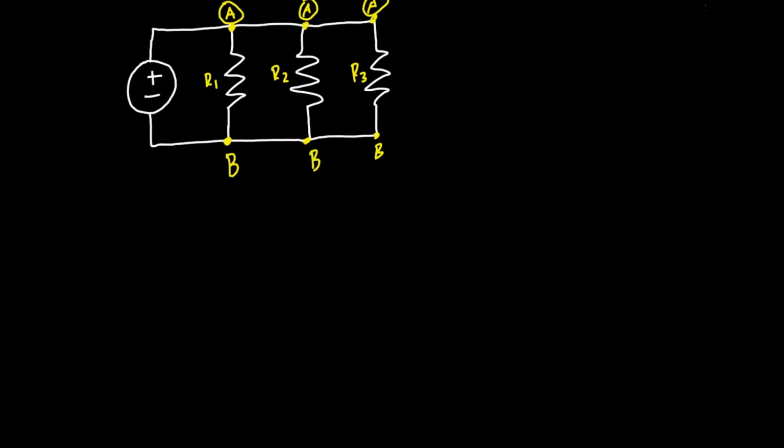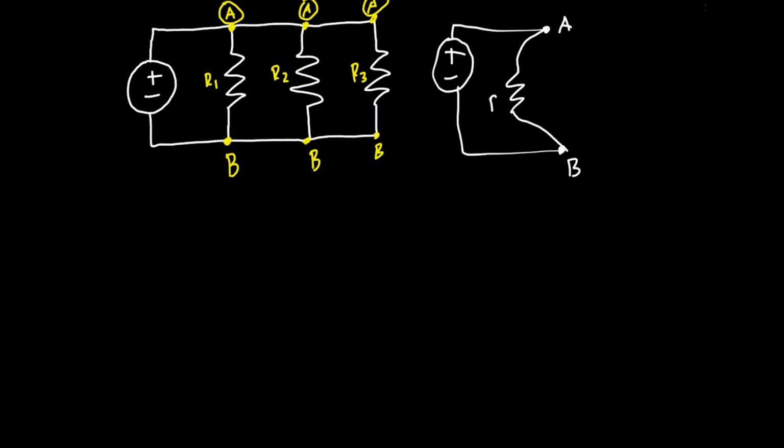Another way to look at this is that we can redraw the circuit like this. So here's the voltage source, and here we'll have node A and node B. So here we'll have a resistor R1, a resistor again for R2, and another resistor here for R3. As you can see, they are all between the same nodes A and B.